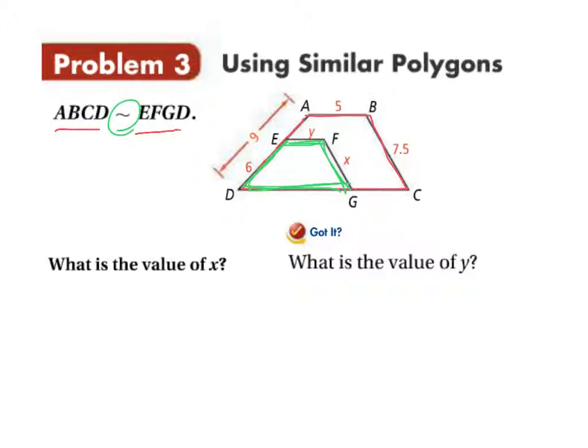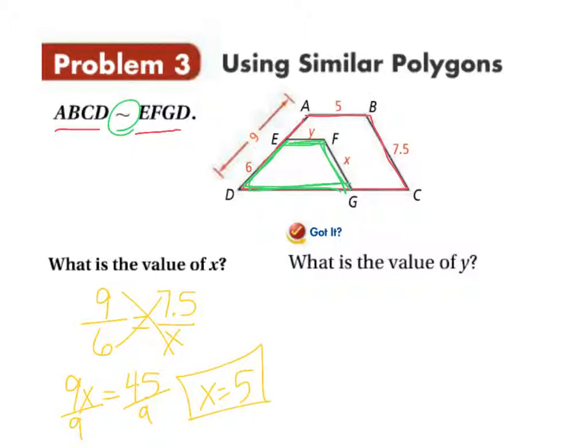I just set up a little proportion. I'm going to say 9, which is the big one, to 6, which is the little one, is equal to, and I'm looking for the value of x, so I'm putting the big trapezoid over the little trapezoid. The little trapezoid is x, and it corresponds to the 7.5. Now you're just going to do your cross products, like we did yesterday. So 9 times x is 9x, and 6 times 7.5 is 45. Let me check it. Yep, equals 45. Divide by 9. X is equal to 5.